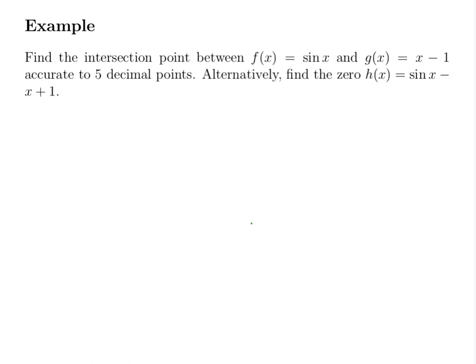Here's another example that I'll set up, and we can just start it, and I'll leave you to finish it. We want to find the intersection point between these 2 graphs, which is the same as taking the difference of the 2 and then setting that equal to 0. So what we're really trying to do is solve sine of x minus x plus 1 equals 0. Let me pull up the graph of that real quick.